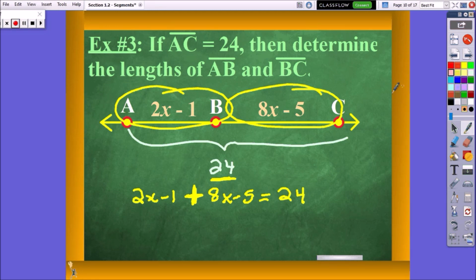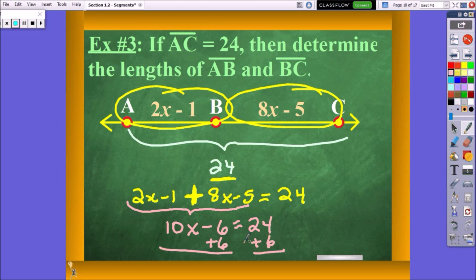And so now I just have to use a little bit of algebra here. Over here on the left side, I've got some like terms that I can combine. So 2x plus 8x, I really have 10x altogether. I've got a minus 1 and a minus 5, which gives me a minus 6 altogether. So I've simplified this to 10x minus 6 equals 24. I can add the 6 over to the 24. So now I've got, let me grab a different color here, 10x equals 24 plus 6, which is 30. And then last step, I can divide by 10, and I get that x must be 3.